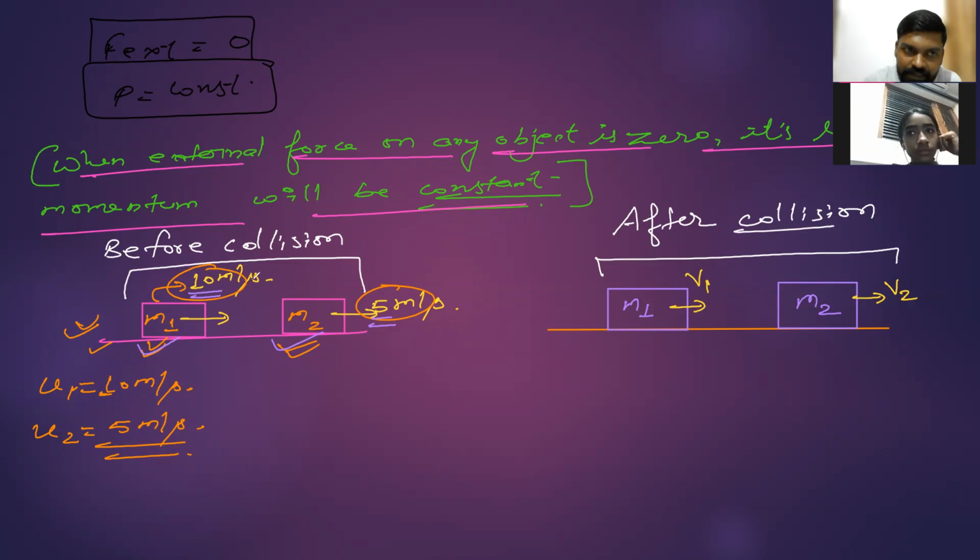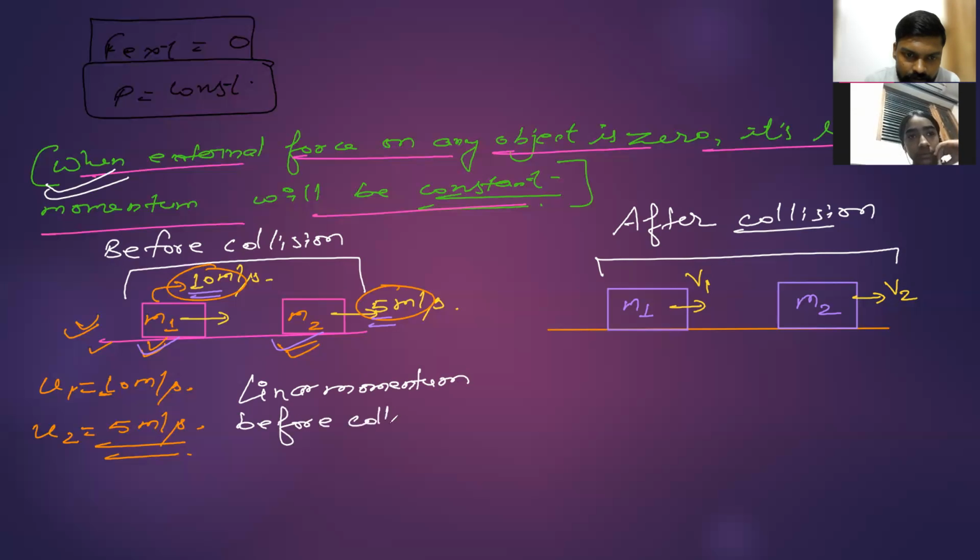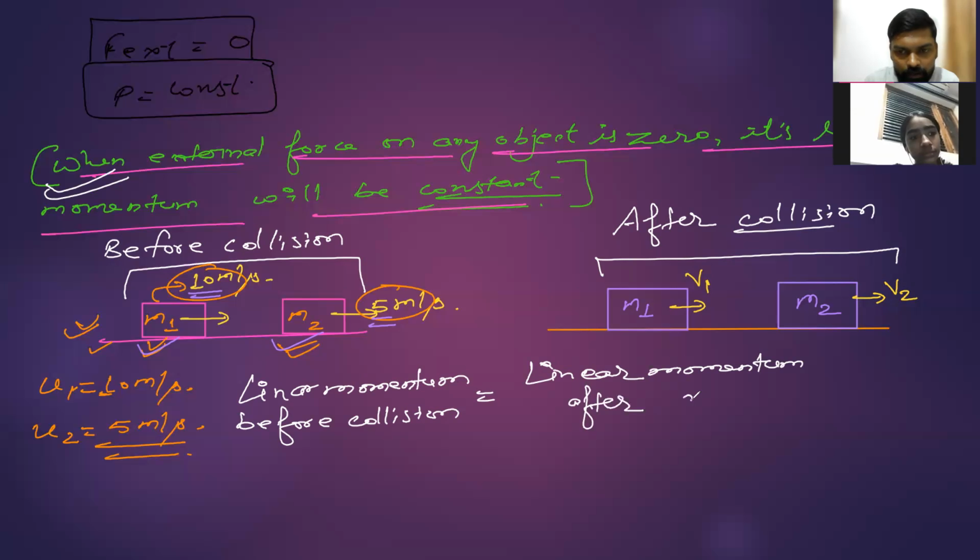By the conservation of linear momentum, we can say that the total linear momentum before collision is equal to the total linear momentum after collision. So what can I write? Linear momentum before collision is equal to linear momentum after collision. Is it okay or not? Yes, sir.